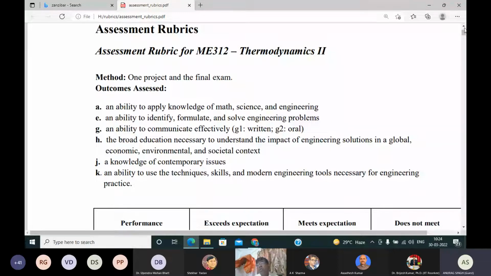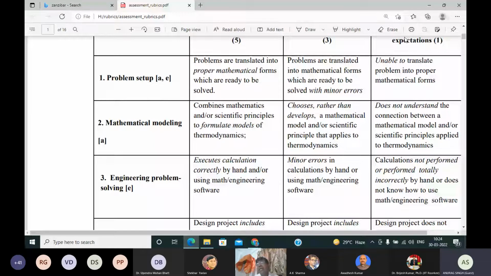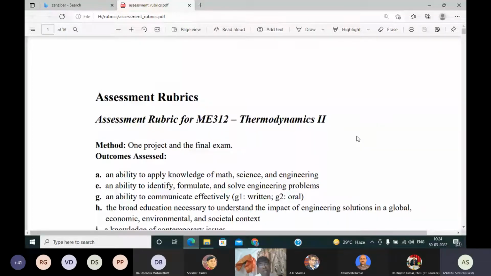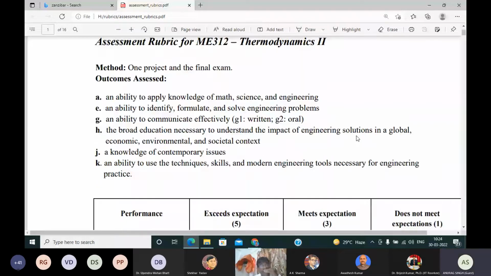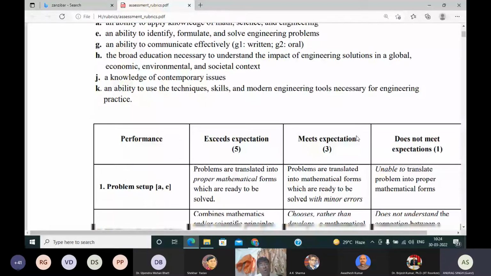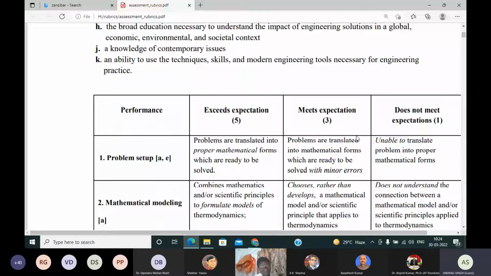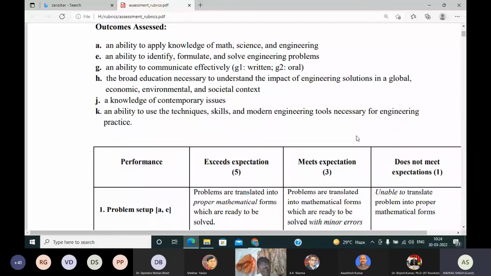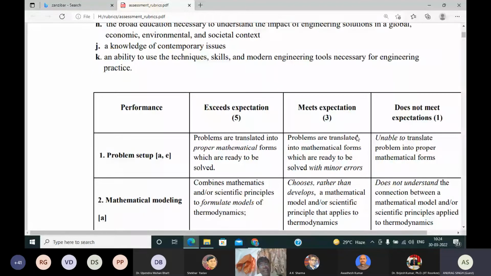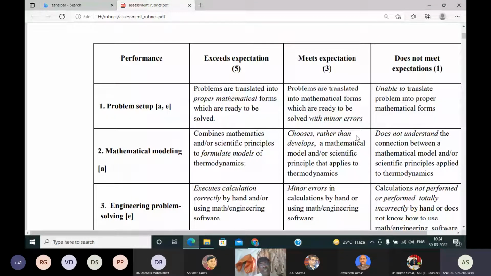Now how he has done it: he has divided these 6 outcomes into 8 criteria. The first criterion is problem setup, where outcomes A and E are addressed, that is engineering knowledge and problem analysis. Mathematical modeling is the second criterion, where engineering knowledge is addressed.